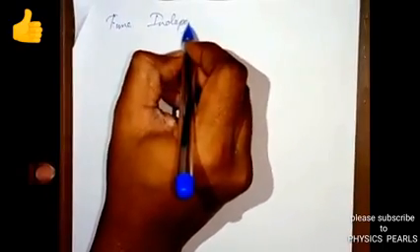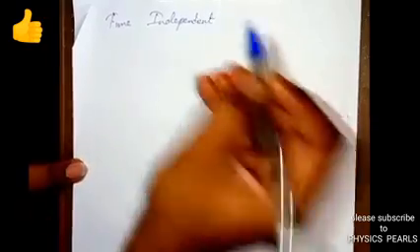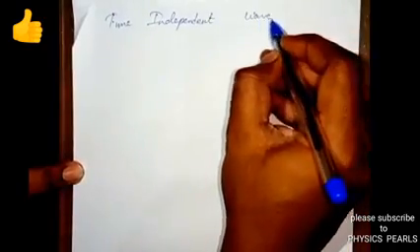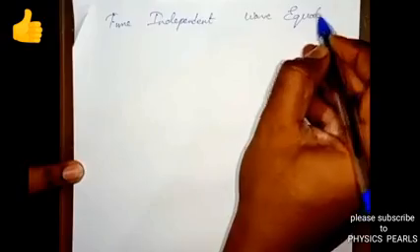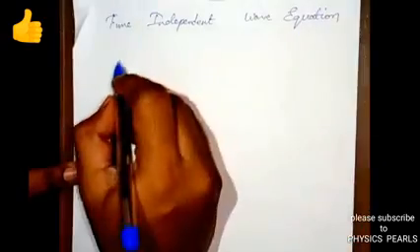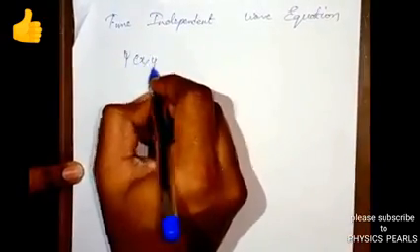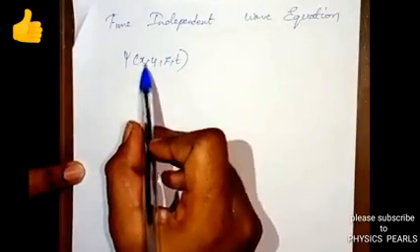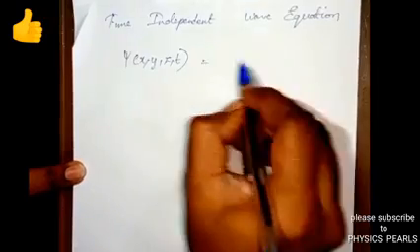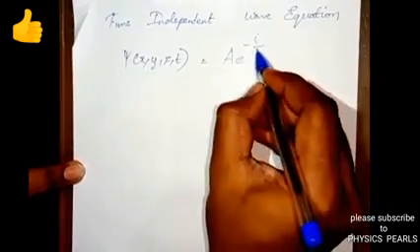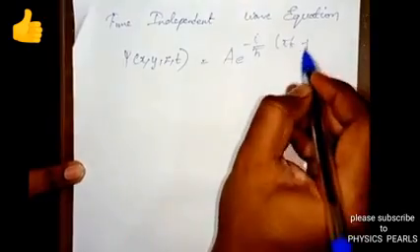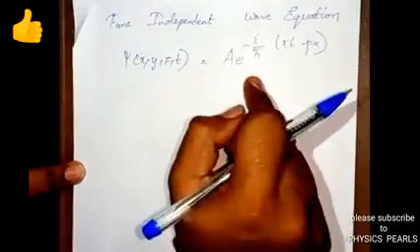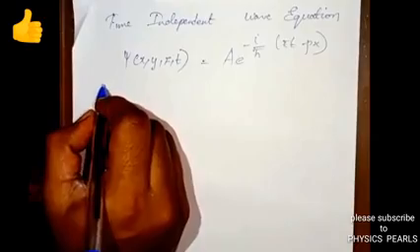Today we are going to see how to derive the time independent Schrodinger wave equation. To derive this, we take the psi wave function of a particle moving with coordinates x, y, z in time t equal to A e power minus i by h cross into (Et minus px). This was obtained from the general solution of a particle.